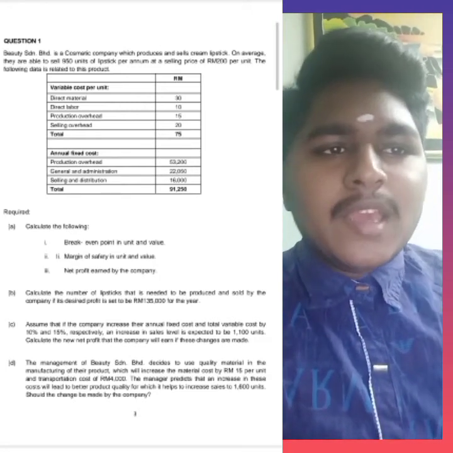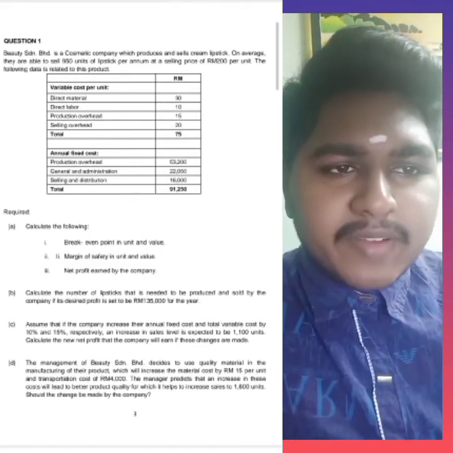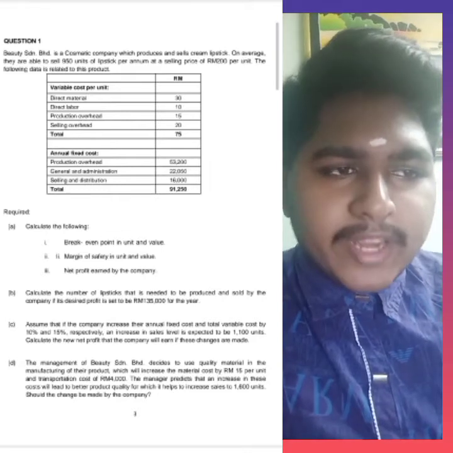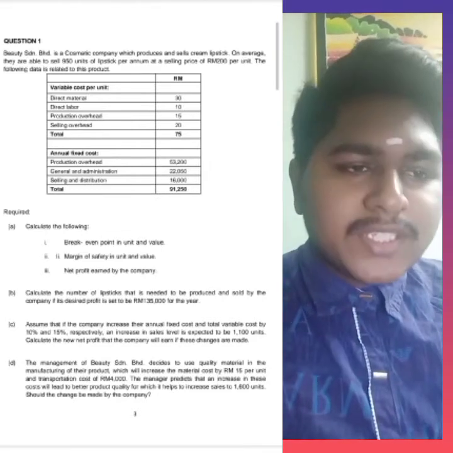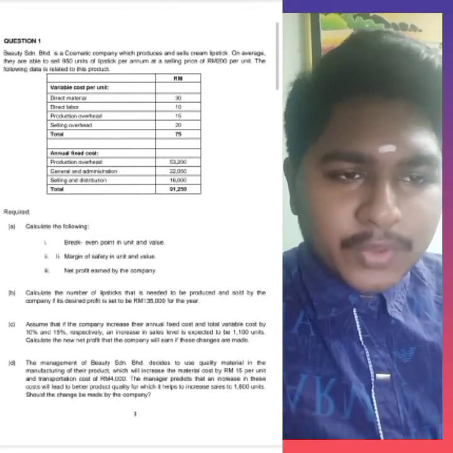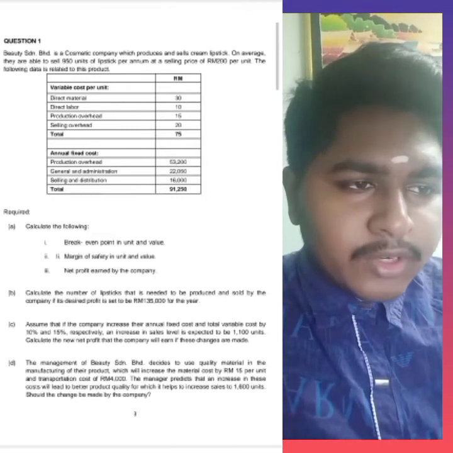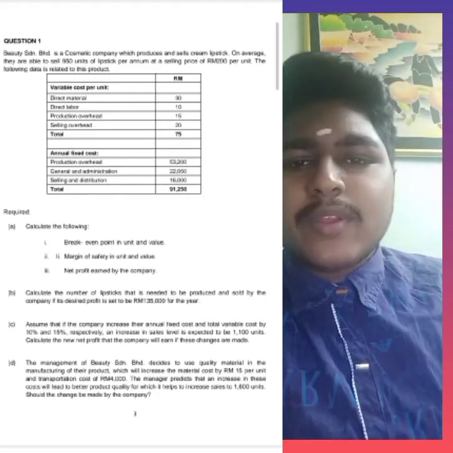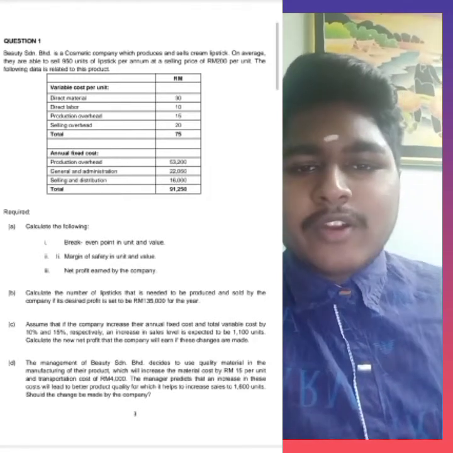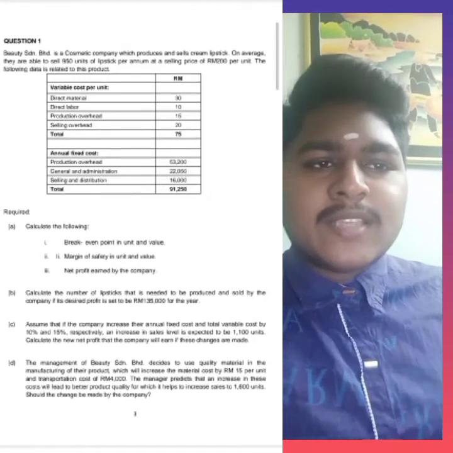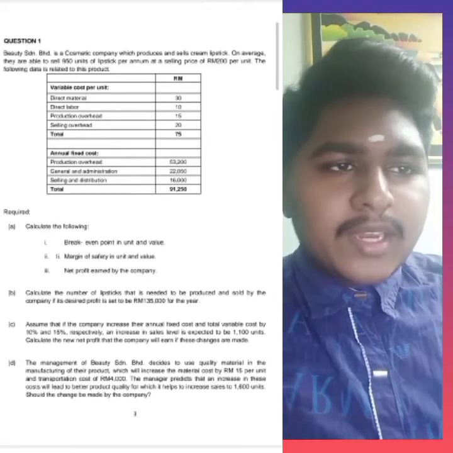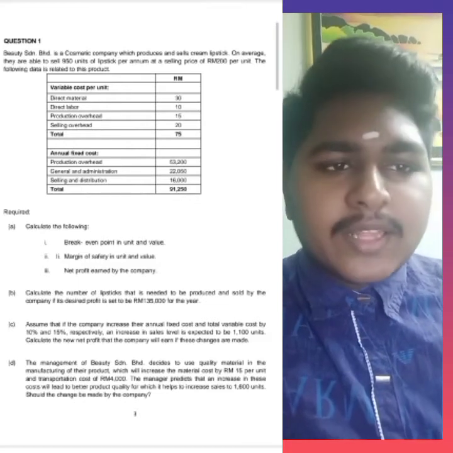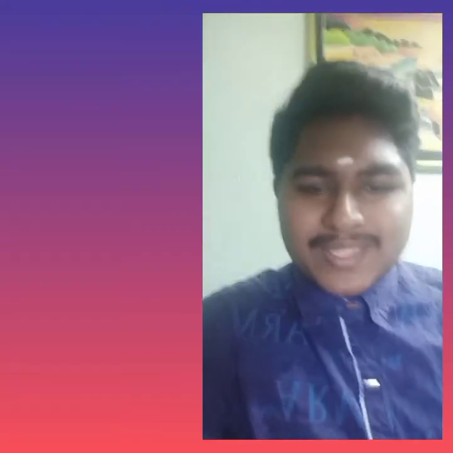The first one will be variable cost per unit. Direct material is 30 ringgit, direct labor is 10 ringgit, production overhead is 15 ringgit, selling overhead is 20 ringgit, total is 75 ringgit. Annual fixed cost: production overhead is 53,200, general administration 22,050 ringgit, selling and distribution is 16,000 ringgit. So total is 91,250 ringgit. In order to solve this problem, the first question is to calculate the break-even point in units and value. Next is margin of safety in units and value, and the third one will be the net profit earned by the company.